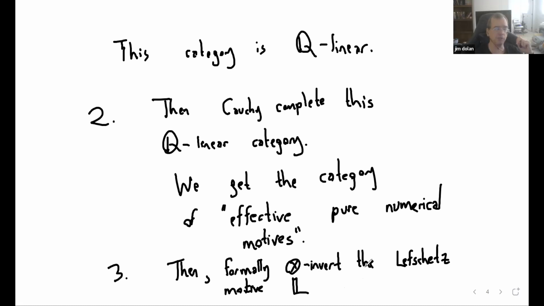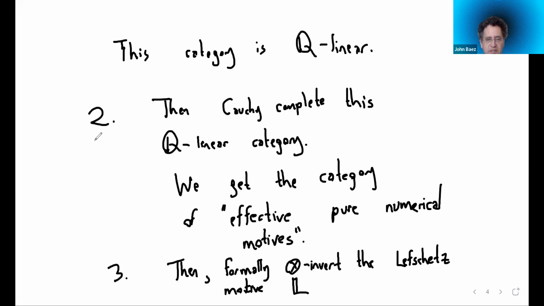Sorry, can you remind me of the short version of the story of what the Lefschetz motive is, in terms of what specific varieties it tends to correspond to? Well, I can't remember whether it's more like the affine line or more like the projective line. It's like the affine line.